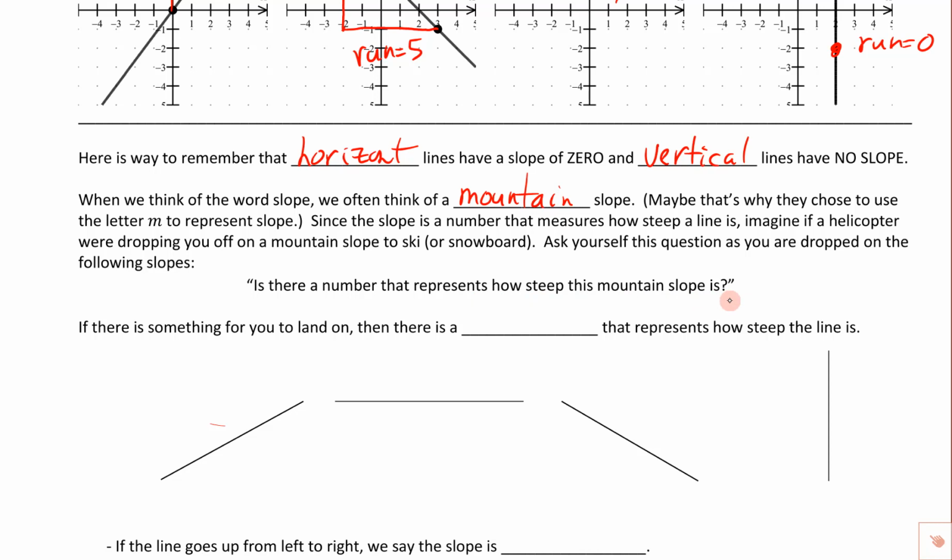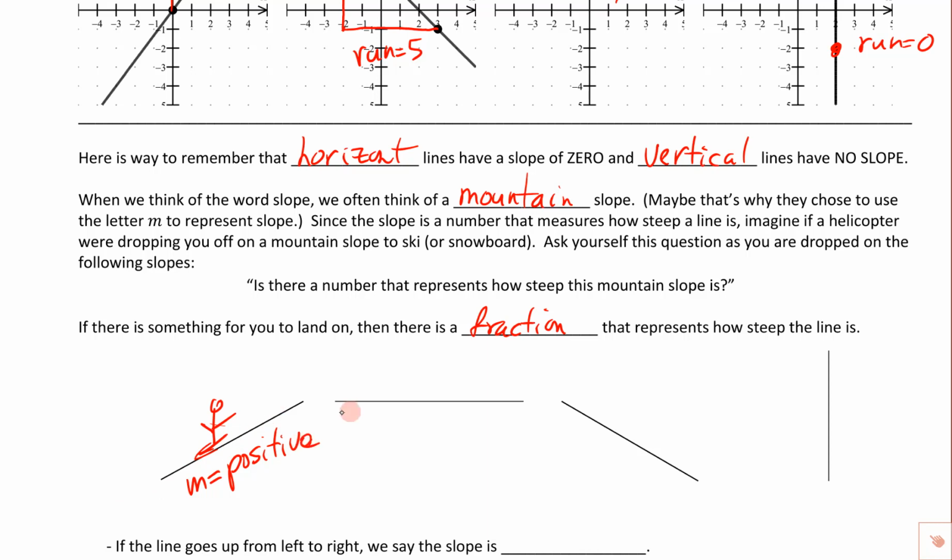Well, if there's something for you to land on, then there is a fraction or a number that represents how steep that line is. Okay, so let's say the helicopter's buzzing around here and it drops us off and we land on this. Okay, so we're like this and we start heading this way right here. Okay, then this slope, there's something for us to land on. This slope has been designated as positive. Okay, because as we're going from left to right, we're going up.